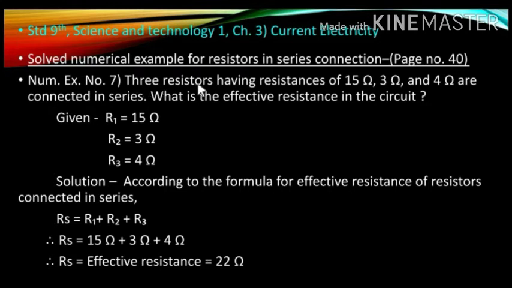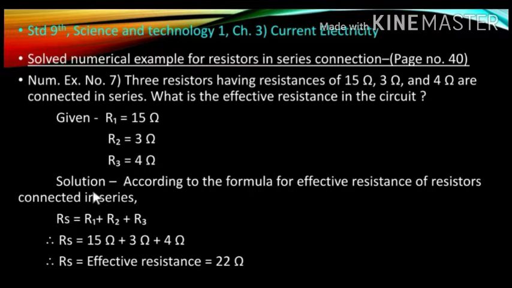Three resistors having resistances of 15 ohm, 3 ohm and 4 ohm are connected in series. What is the effective resistance in the circuit? Here the given data is R1 is of 15 ohm, R2 is of 3 ohm, R3 is of 4 ohm.